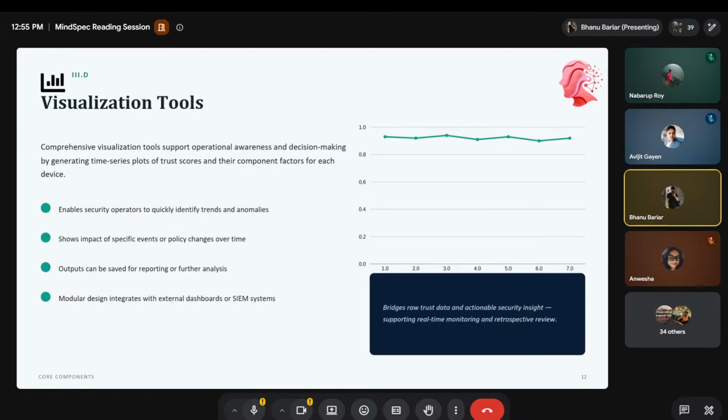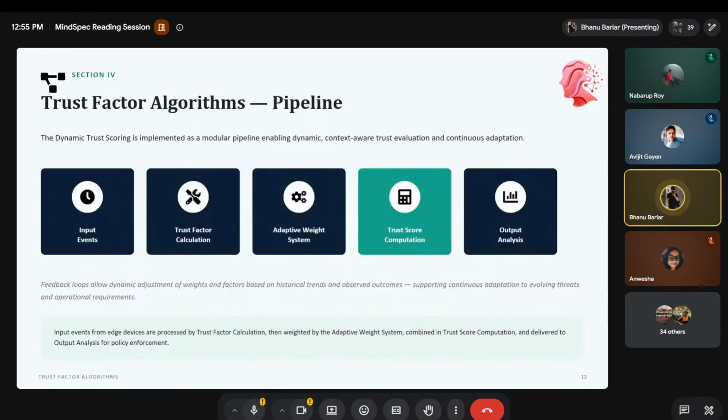Now we have reached the most important part of this paper, that is the trust factor algorithm, the computation process itself. Until now, we have discussed what the framework consists of. This section explains how trust is actually calculated. Rather than assigning a static trust value, the author designs a modular pipeline that continuously updates the trust as a new event occurs. This process begins with input events generated by edge devices.